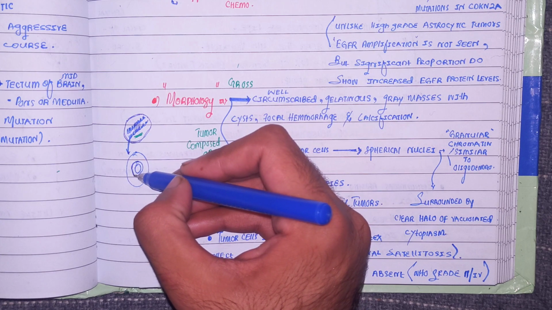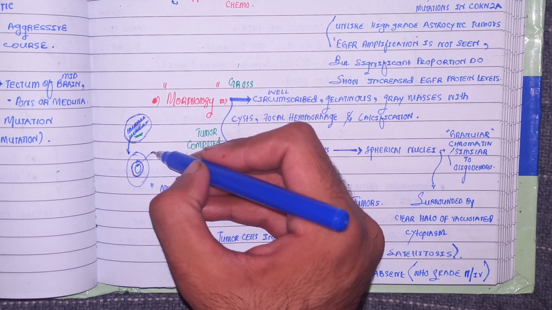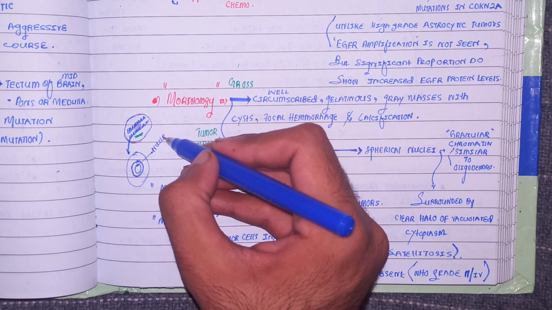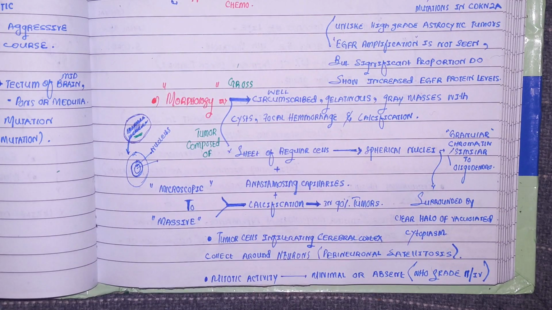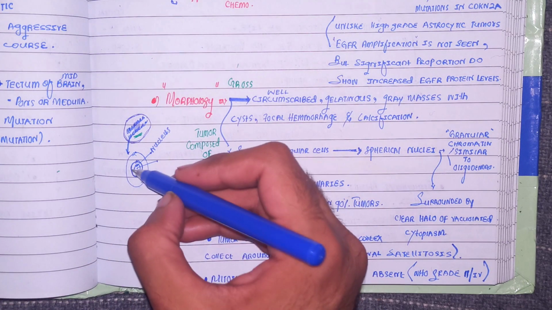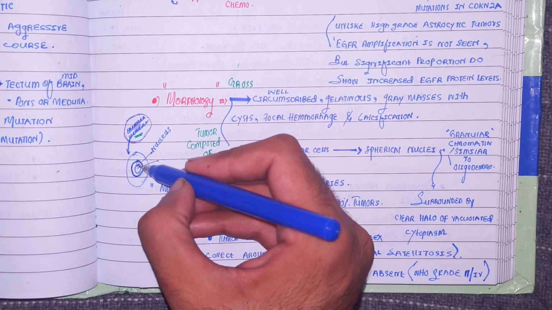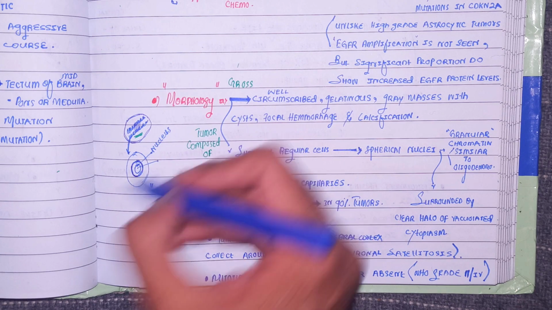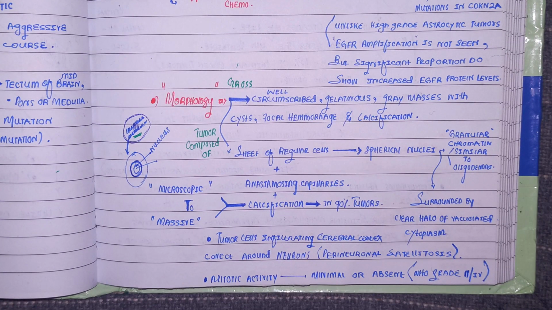The nucleus is very much spherical. Inside the nucleus there is chromatin material, very much granular, and if you look around this nucleus, a clear halo is present. This is nothing but a vacuolated cytoplasm which is present around the nucleus. Right beta, so I hope it is easy, not difficult.